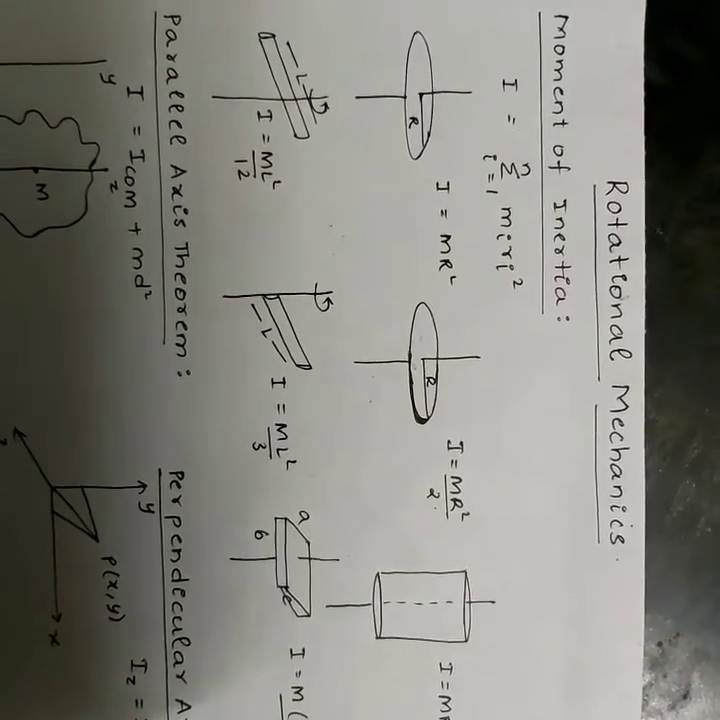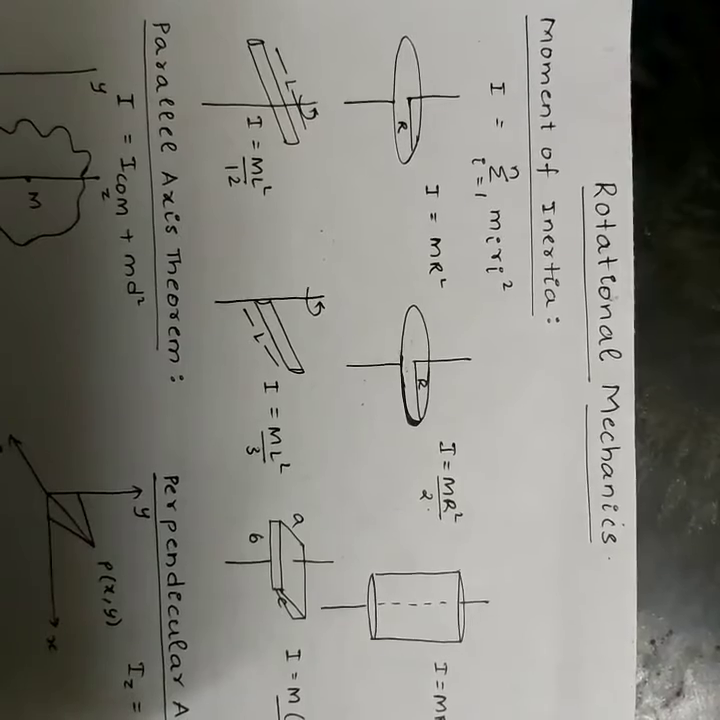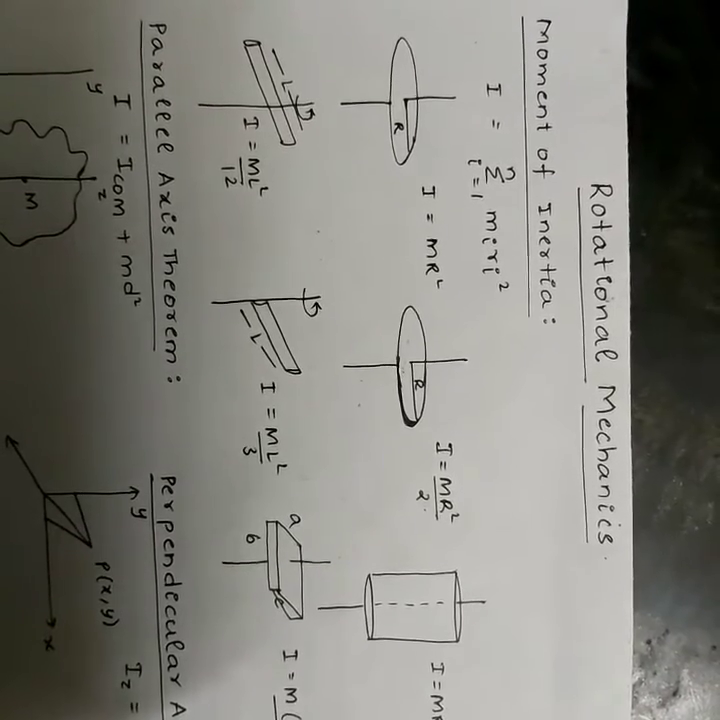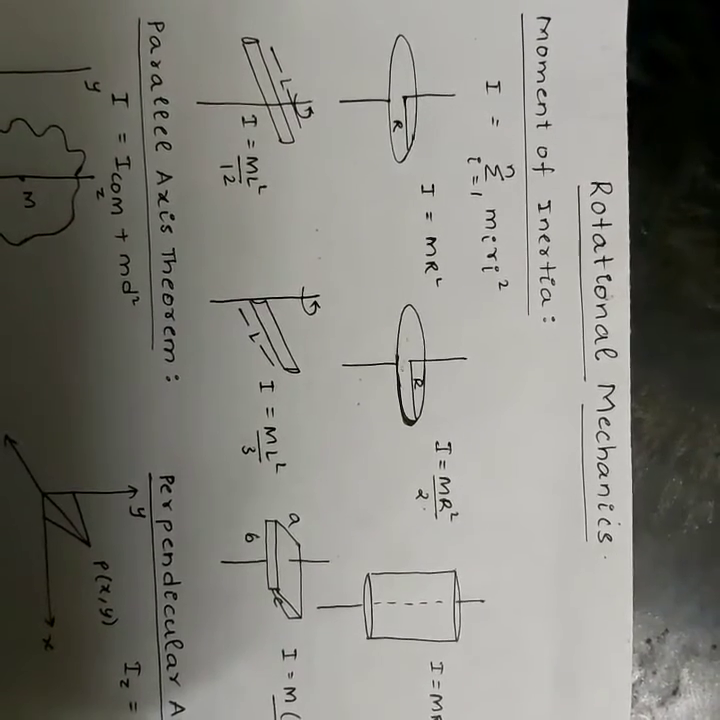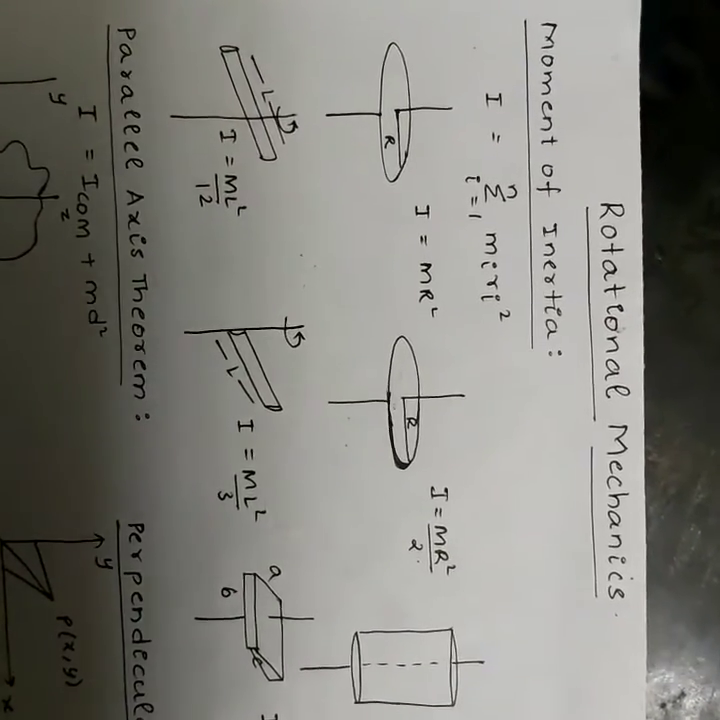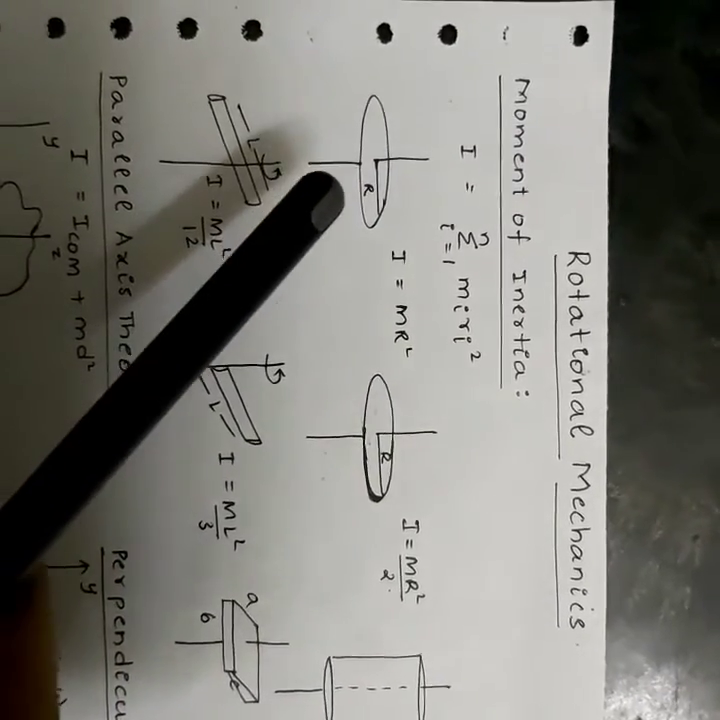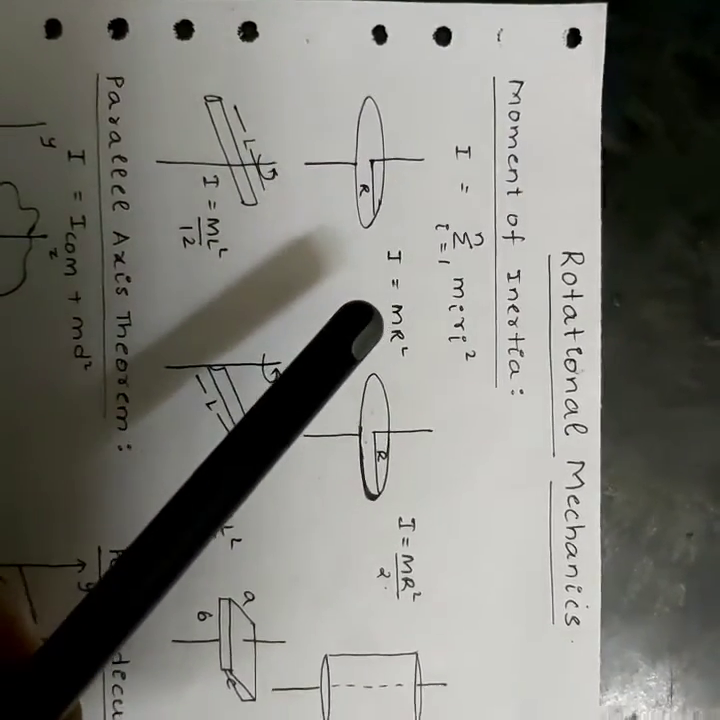Rotational mechanics. Moment of inertia. The moment of inertia of a system of particles about an axis is defined by I is equal to sigma i equals 1 to n of m_i r_i squared. For a ring, the moment of inertia from the center, perpendicular to the axis, is mr squared.